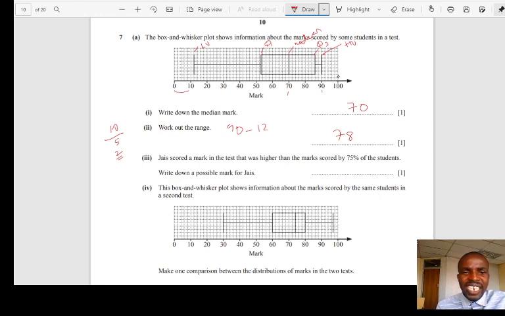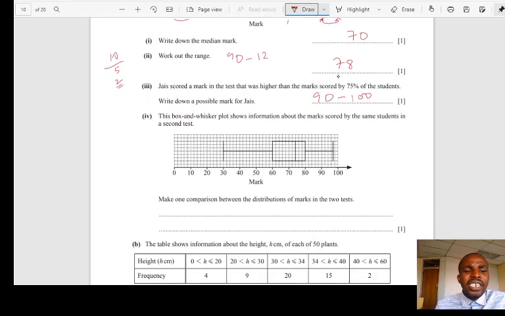Next, J scored a mark in the test that was higher than the marks scored by 75% of the students. Write down a possible mark for J. So 75% is the upper quartile, that's 75%. So the mark is from 90 to 100. It's supposed to be above 90. So you can say 90 to 100. That's more than 75%.